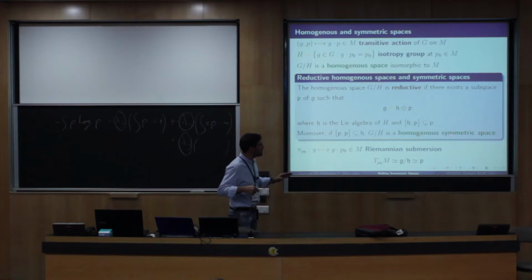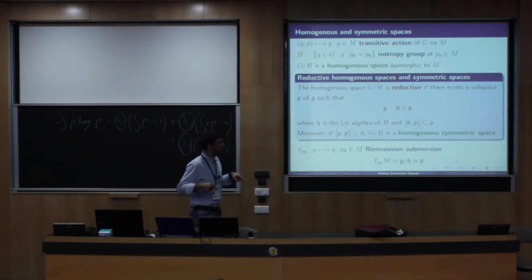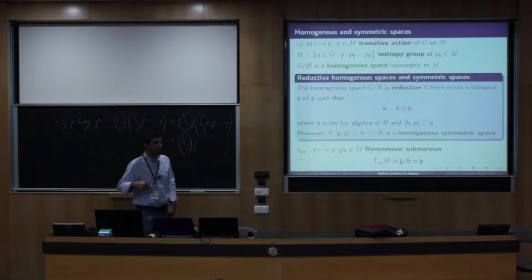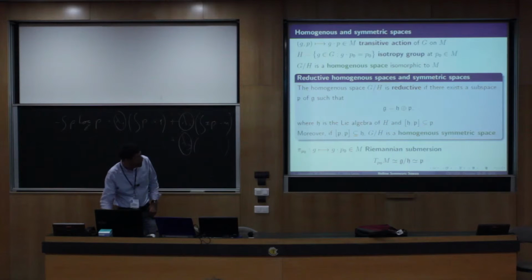So in our work, we had to assume all of these conditions, that the homogeneous space is reductive and symmetric. In this case, the natural projection of the Lie group G into the manifold M is a Riemannian submersion, meaning that we can identify the tangent space of M at the point P0 with the vector space P.